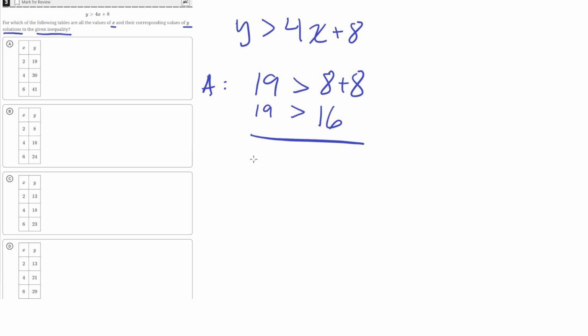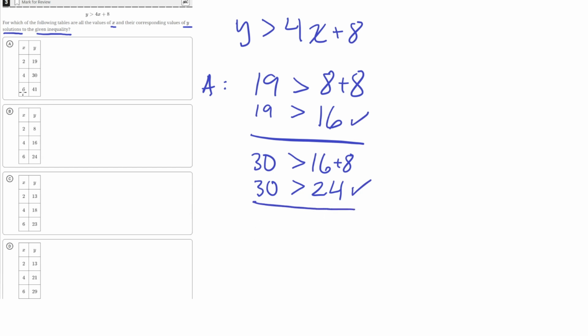Then if we look at the second set of xy coordinates, 4 and 30. So y is 30. On the left-hand side we have 30. It's greater than 4 times 4, which is 16, plus 8. So that simplifies to 24. And 30 is greater than 24. So far both of these are correct.